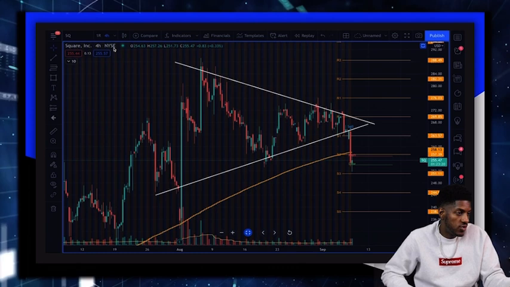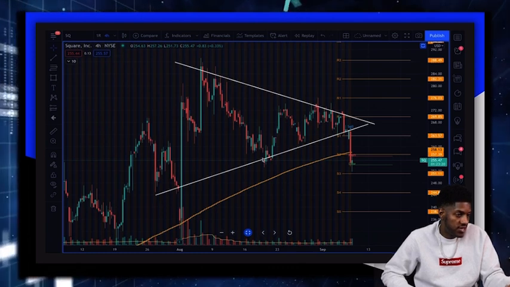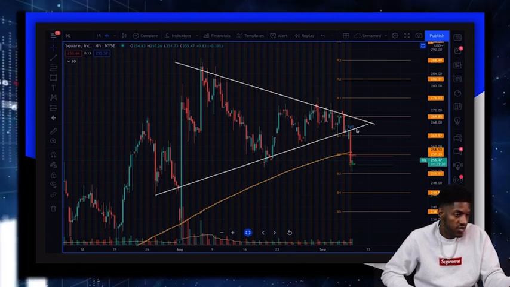And then we have SQ on the 4 hour. We're looking at all different types of time frames. Another triangle that broke downward, correct?